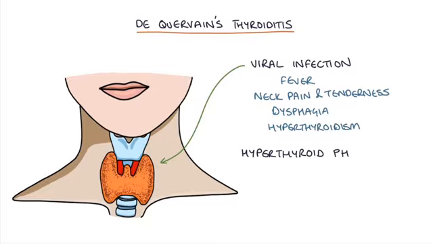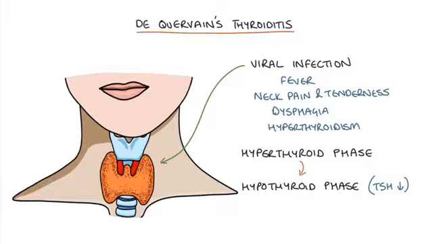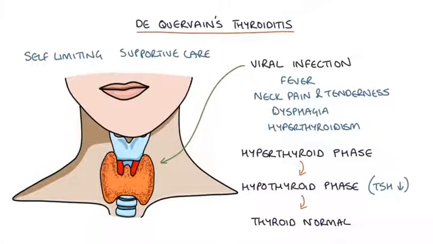There's a hyperthyroid phase, and this is followed by a hypothyroid phase as the TSH levels fall due to negative feedback from the high thyroid hormone. And then after the hypothyroid phase, thyroid function tests will return to normal. And this is a self-limiting condition, and all that's really required is some supportive care, usually with non-steroidal anti-inflammatories like ibuprofen to help with the pain and the inflammation, and some beta blockers for symptomatic relief of the hyperthyroid symptoms if required.